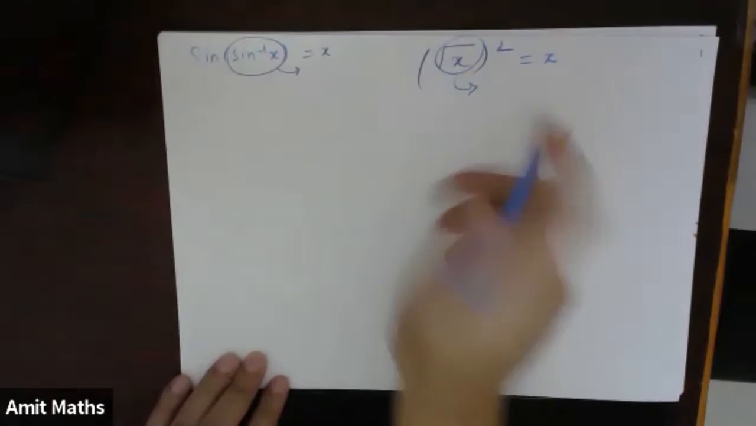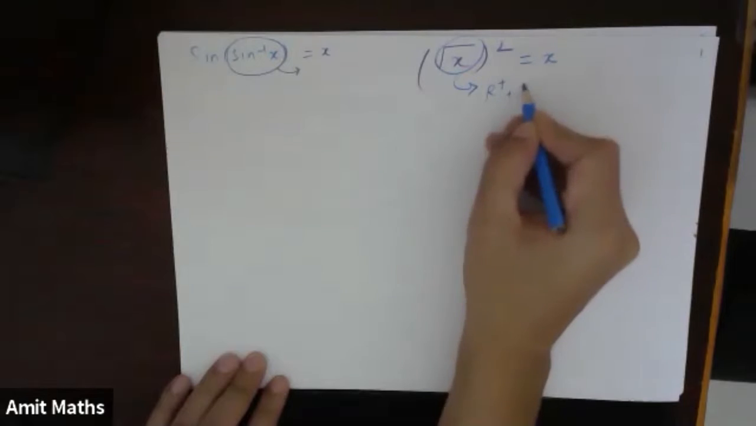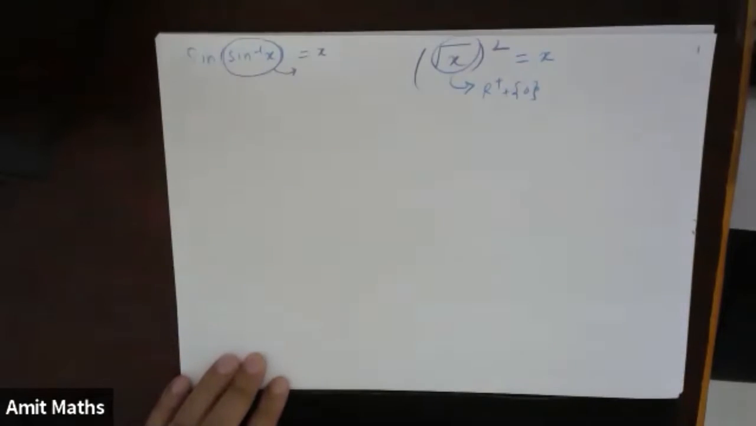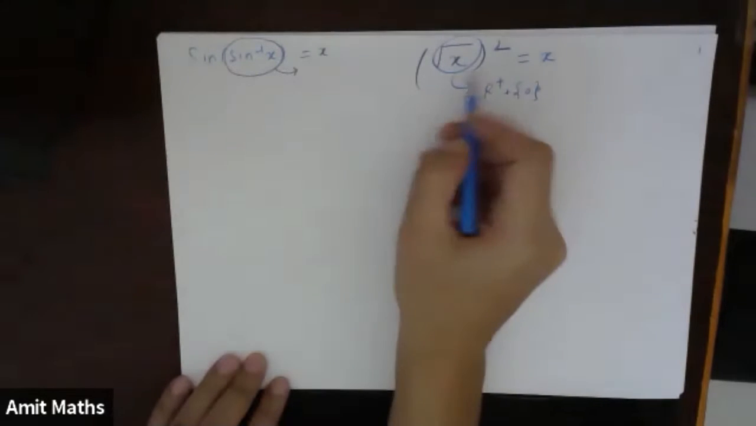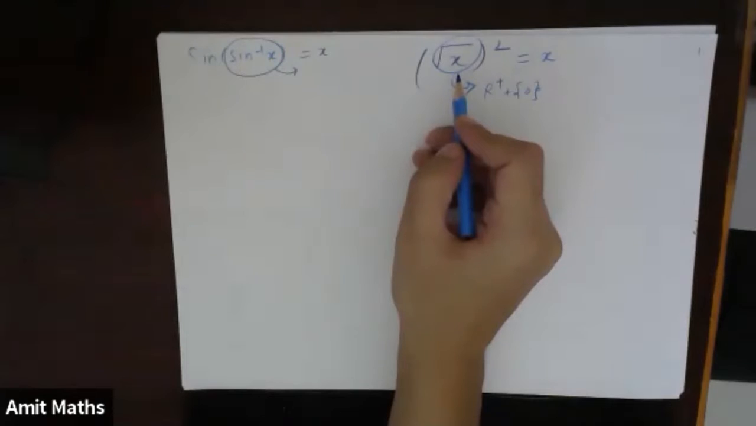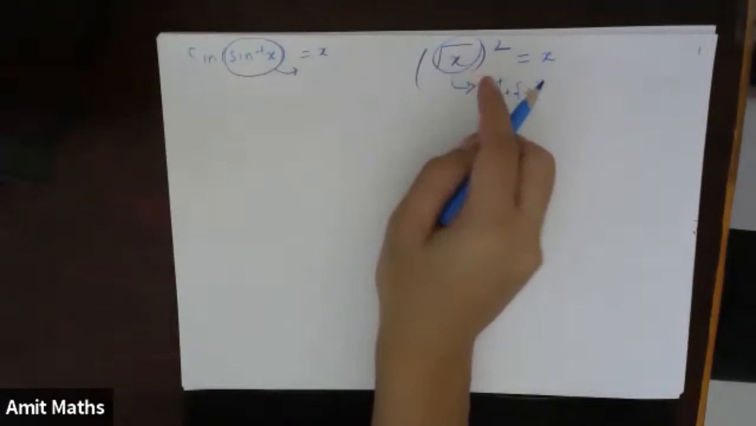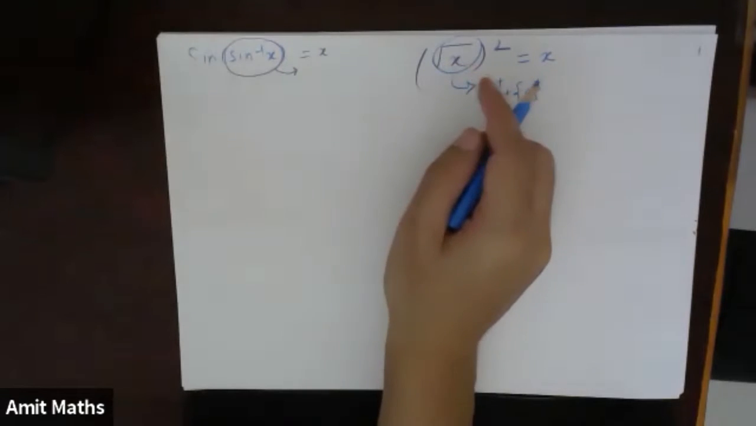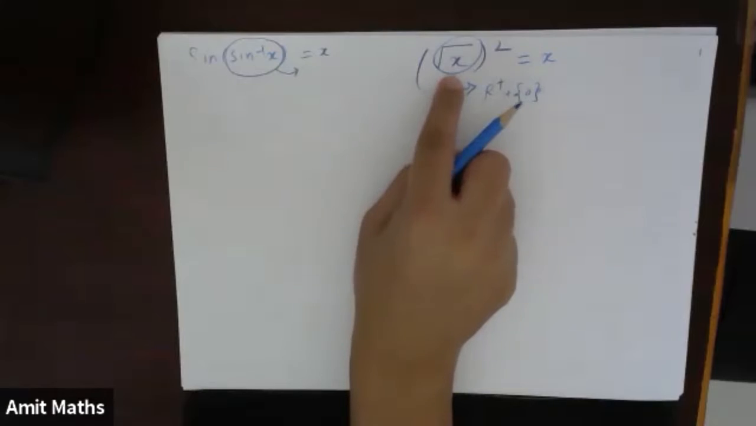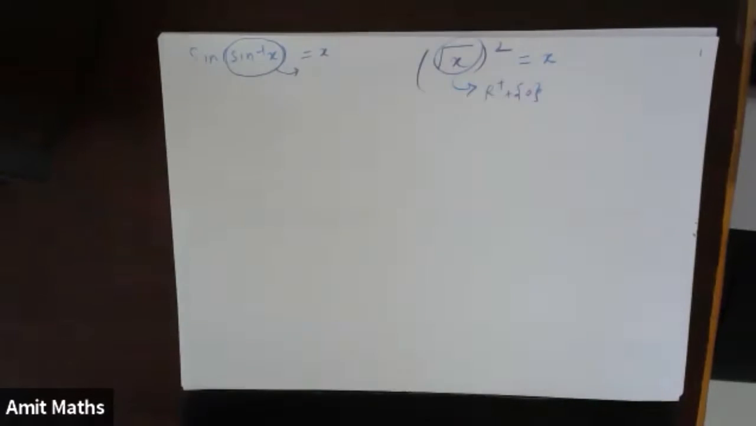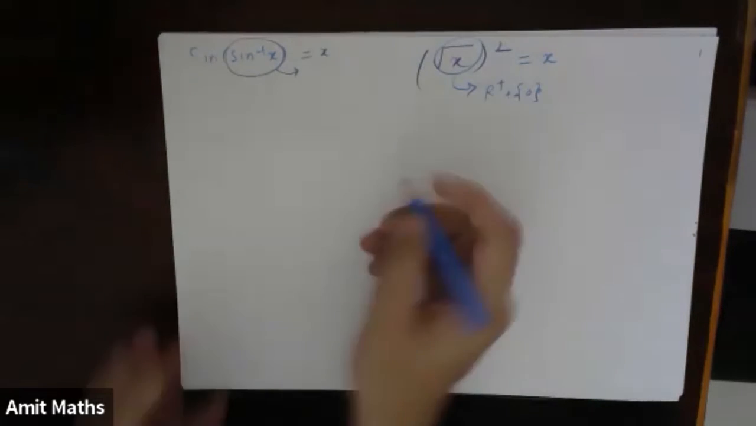But what will be the domain? Only real positive plus 0. And why is this happening? Because the first value of x is taken by the root. So minus 1, minus 2, minus 3, minus 1.5 and all the negative values cannot be taken under this, if there is a root.